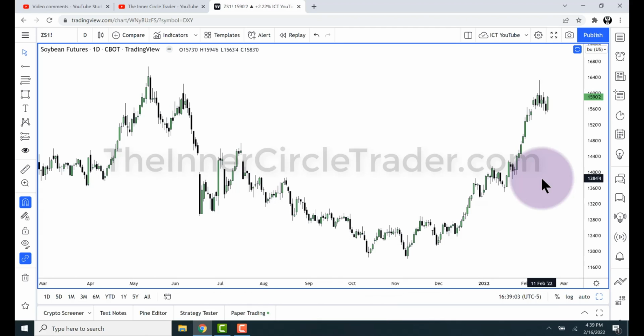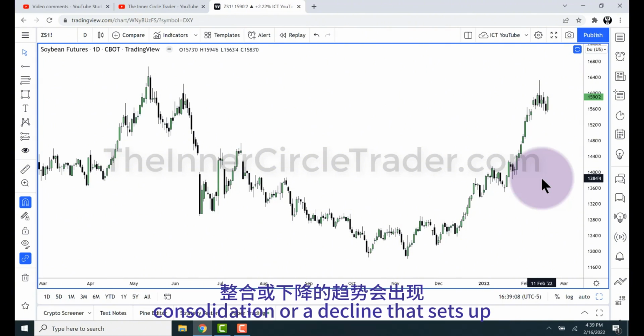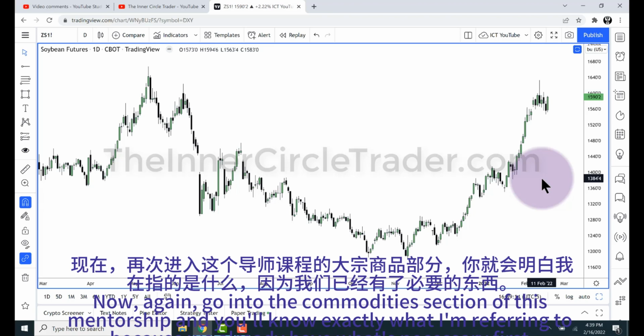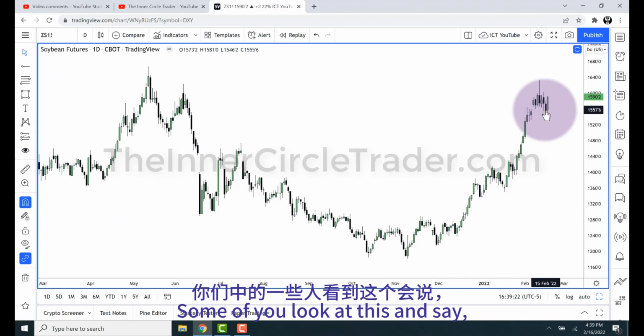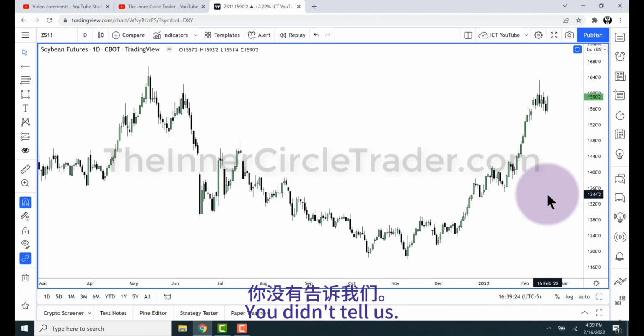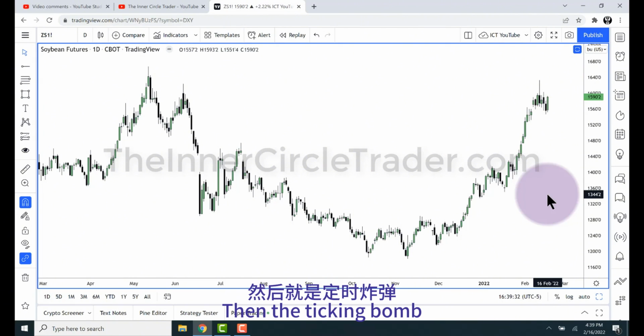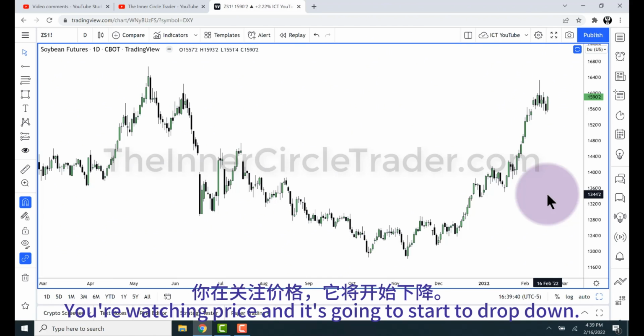I believe when we get into the springtime, there'll be a consolidation or a decline that sets up an open interest play. Now, again, go in the commodity section of the mentorship and you'll know exactly what I'm referring to, because we already have what's necessary first: a market that's rallying. Some of you look at this and say, oh, I missed it. You didn't tell us. I told you I'm trading seasonal tendencies. I'm waiting for the 2022 crops that get planted. Then the ticking bomb starts ticking. You're watching price. And it's going to start to drop down.